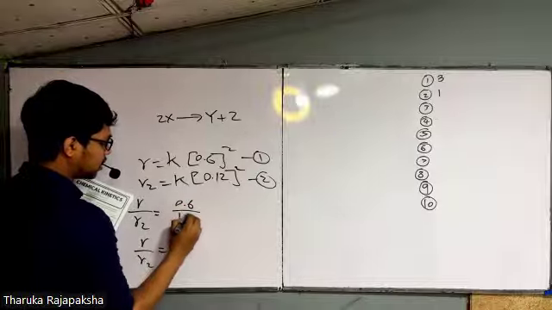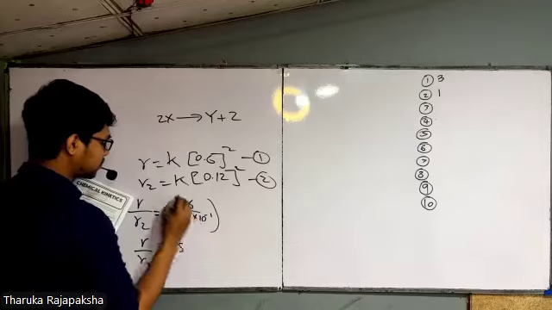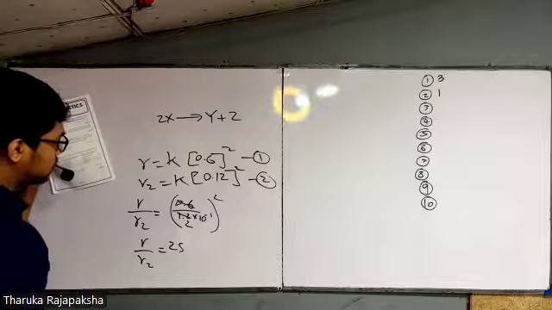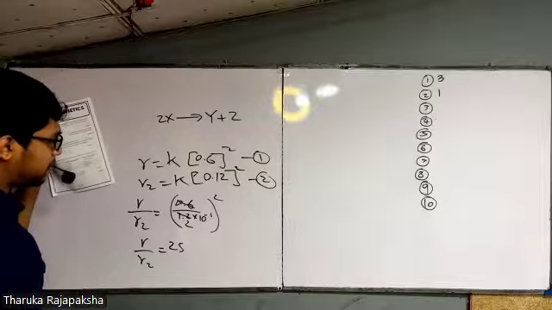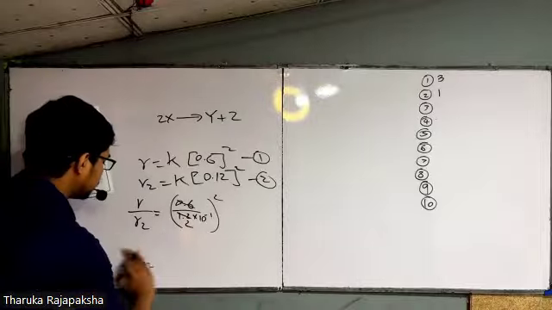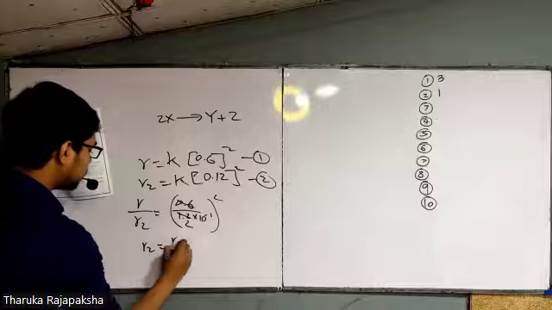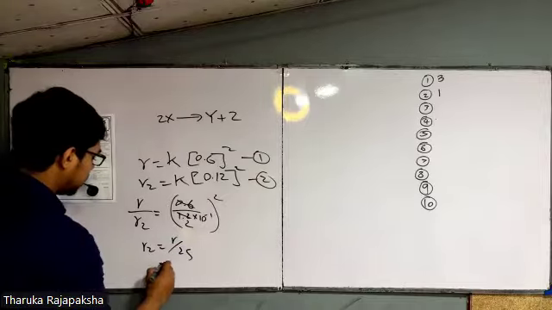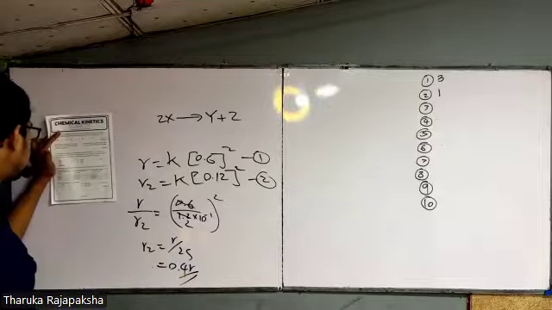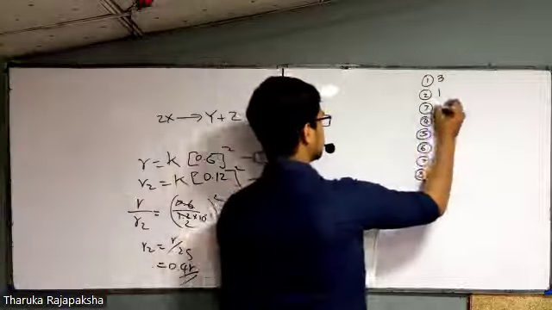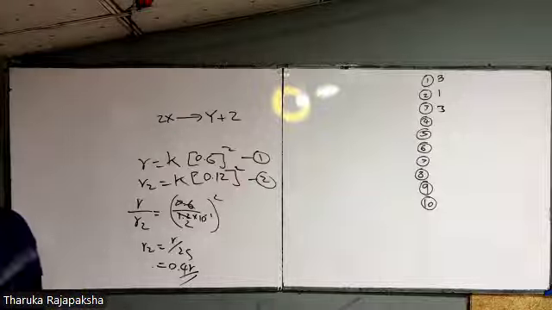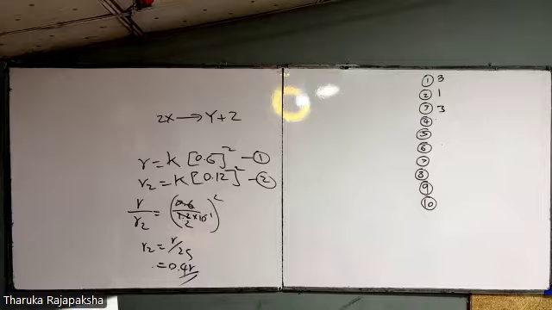(0.6 over 1.2 10 to the power minus 1). This is twice. 10 divided by 2 is 5. 5 squared is 25. R2 equals R over 25. Then it is 0.4. That's going to be answer number 3. Answer number 3. 2001, question number 25. Answer number 3.